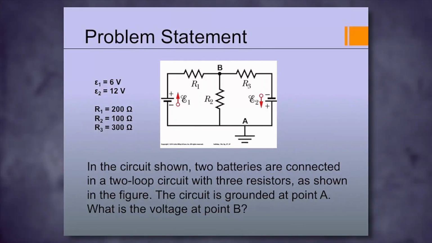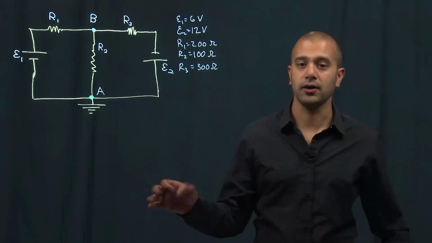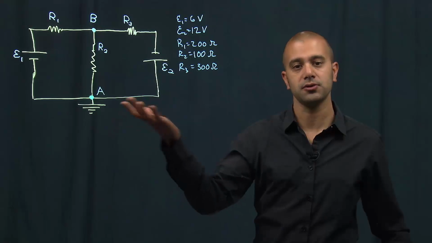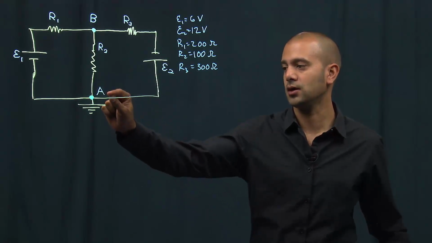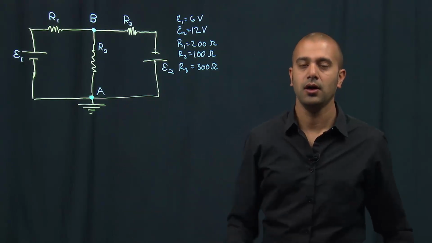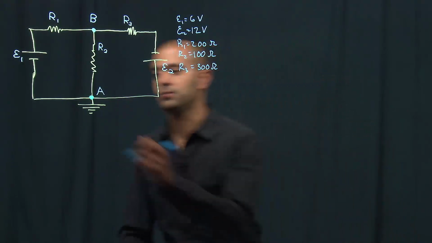Two batteries are connected in a two-loop circuit with three resistors as shown in the figure. The circuit is grounded at point A. What is the voltage at point B? So in this circuit diagram, we have two different loops, and we're given all the voltages and all the resistances. We're also told that at point A, the circuit is grounded, so that tells us the voltage at that point is defined as 0. And what we're asked to find is the voltage at point B.